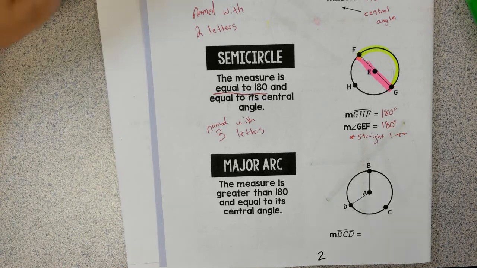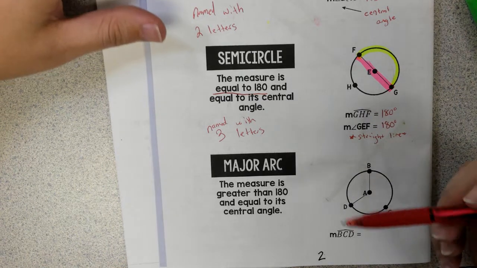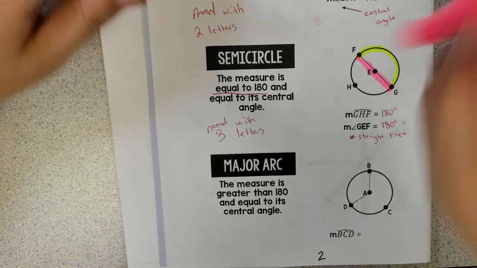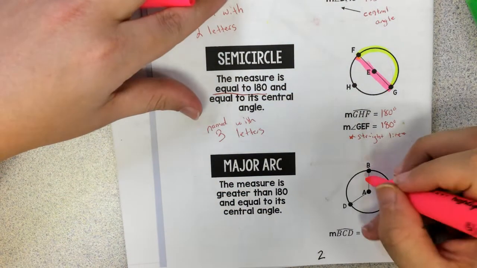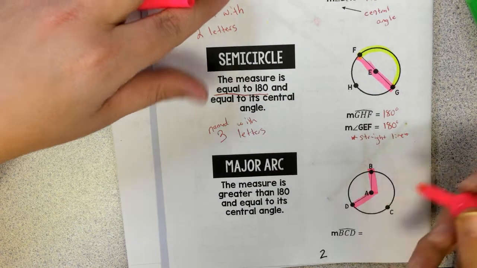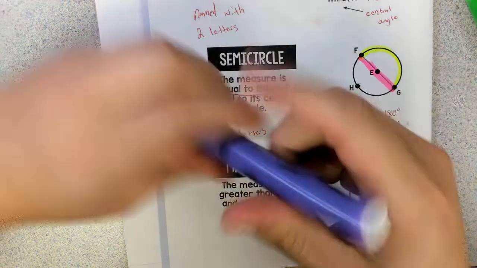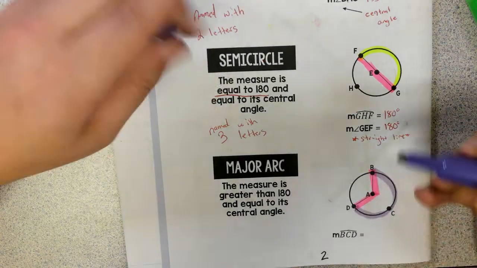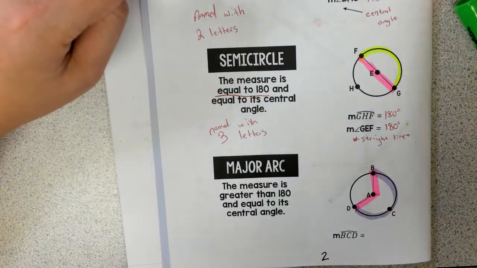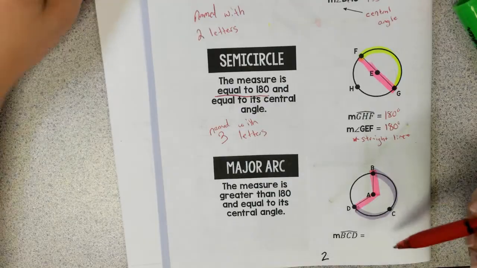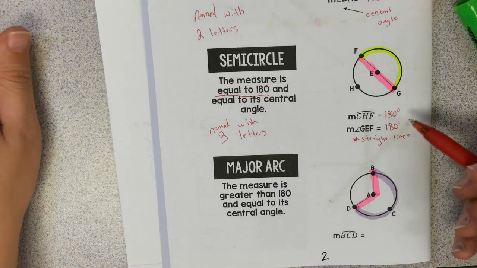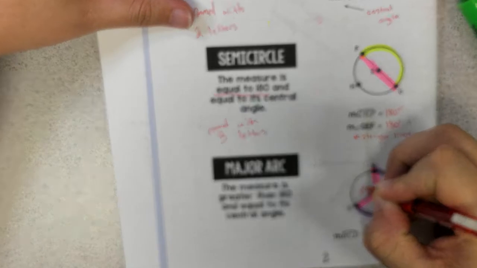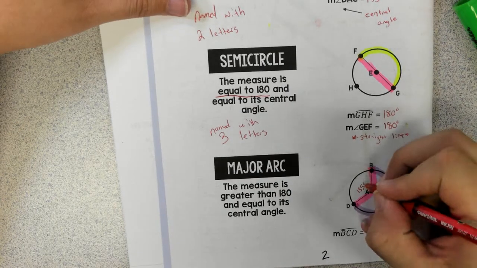Lastly, the final part of this page is the major arc, and the major arc's measure is greater than 180 and it's equal to its central angle. So in this case, our major arc is going to be here with our central angle, and we'll do our major arc in purple so we know that it's different. And so the major arc is going to be BCD. Well, we know that in order to find the major arc, we need to subtract out the minor arc, and if we remember, our minor arc was 135 degrees.